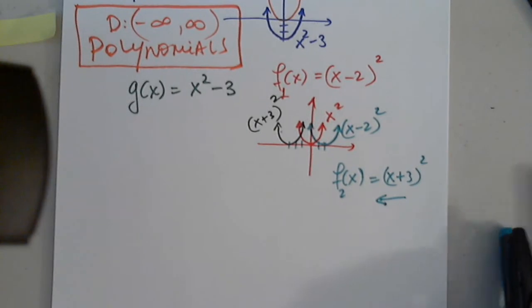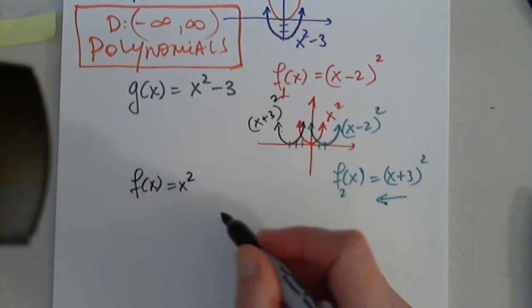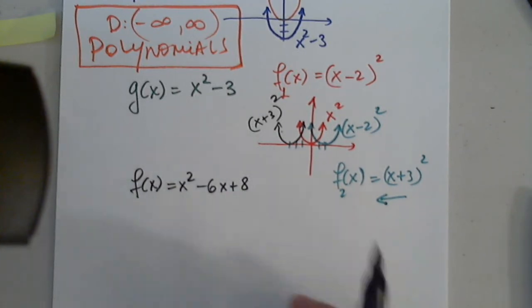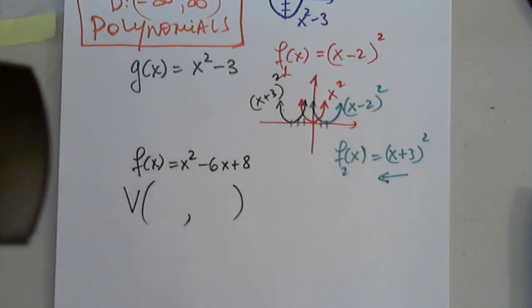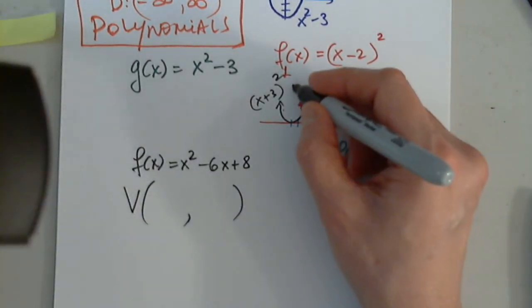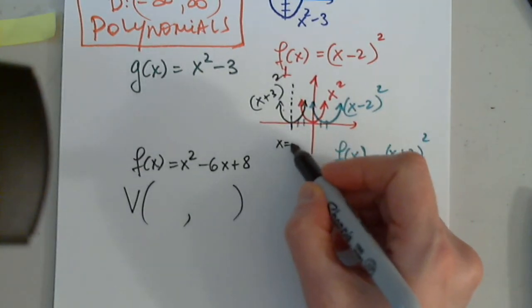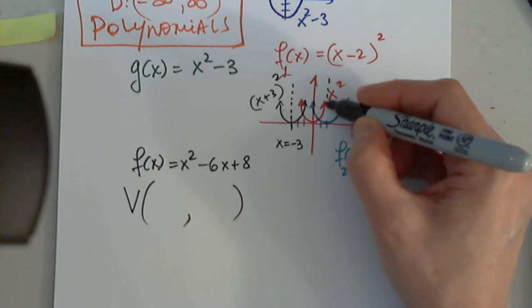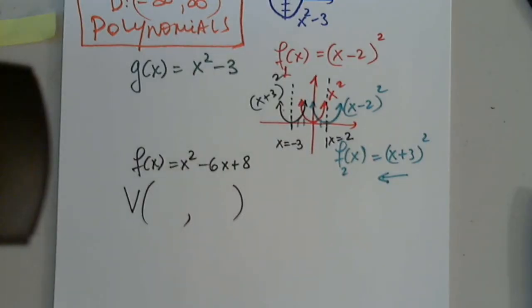Now, if I have a function like, let's say, f of x equals x squared minus 6x plus 8, and I want to just find the vertex. Of course, the axis of symmetry is the vertical line passing through the vertex. So this will be x equals negative 3. The vertical line passing through this vertex will be x equals 2, and so on and so forth. So how do I determine the coordinates of the vertex for this?